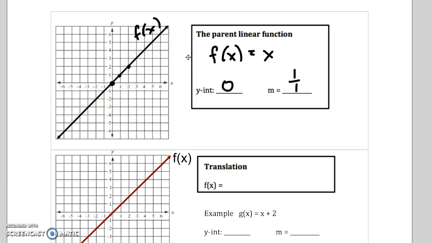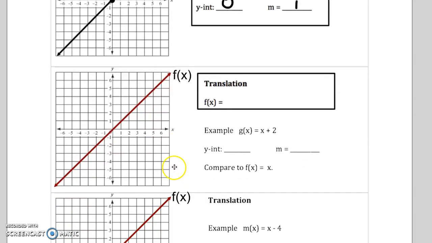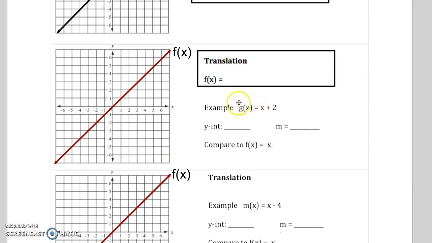And what we're going to do here is manipulate f of x equals x in different ways, and compare that with the parent function right here. So in this example, we have the graph g of x is equal to x plus 2. We're going to graph this and compare it to the parent function f of x. According to this, we have a y-intercept of 2. We have a slope of 1 over 1. Again, there's a singular x, so we have a 1 over 1 slope.